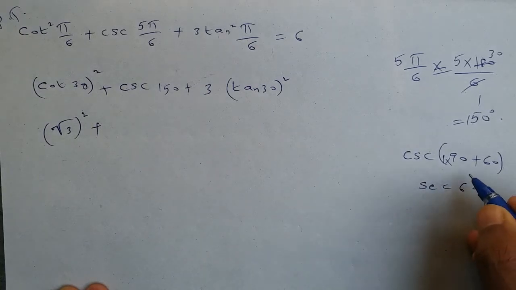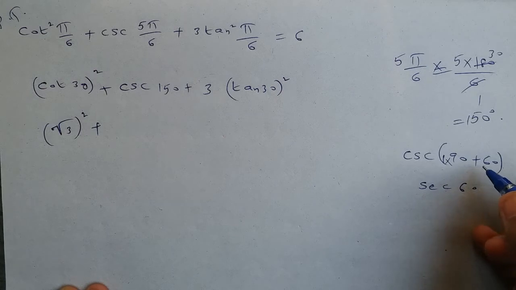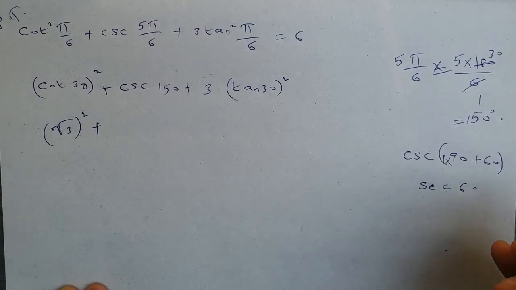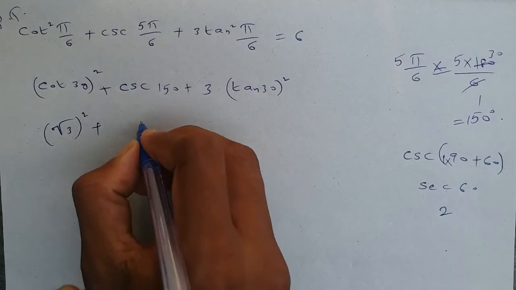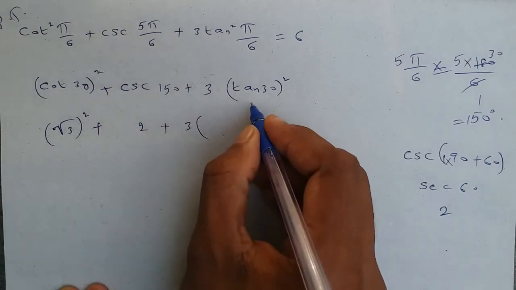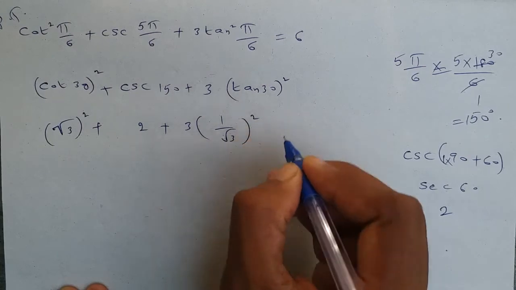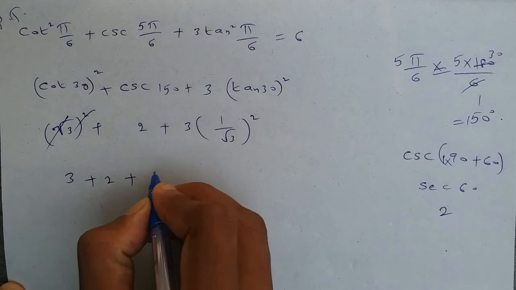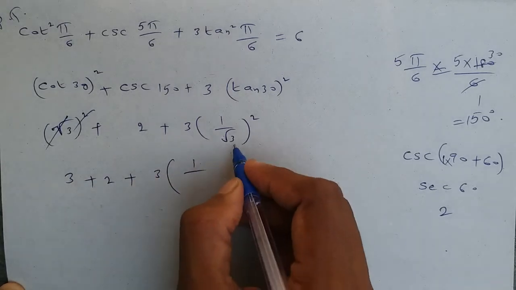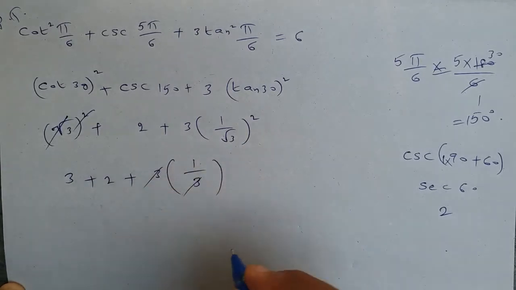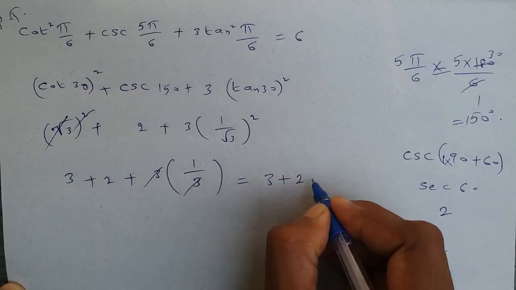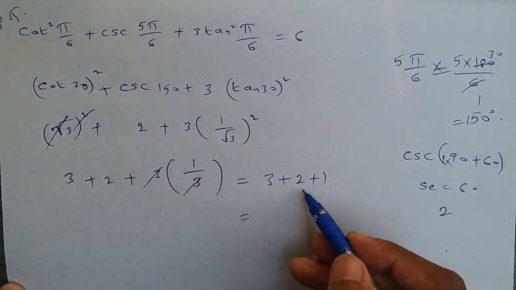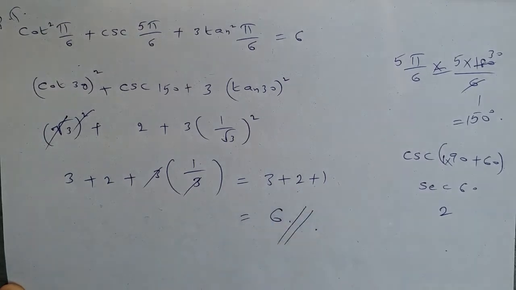Sec 60, and here 90 degrees means second quadrant. In the second quadrant cosec is positive, so this is also positive. So sec 60 value is 2, so that 2 I am writing here, plus 3 into tan 30, 1 by √3 whole square. Here square root and square cancel, so we remain with 3 plus 2 plus 3 into 1 by 3, 3 cancel, so we remain with 3 plus 2 plus 1. 3 plus 2, 5, 5 plus 1, 6. Hence proved.